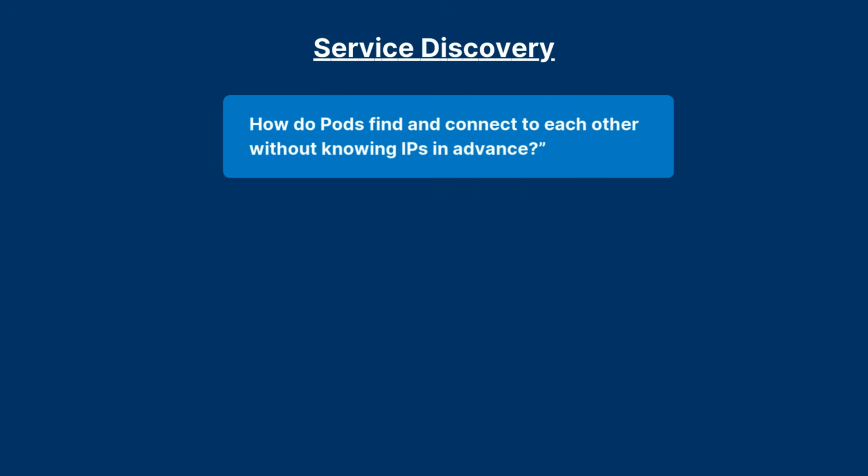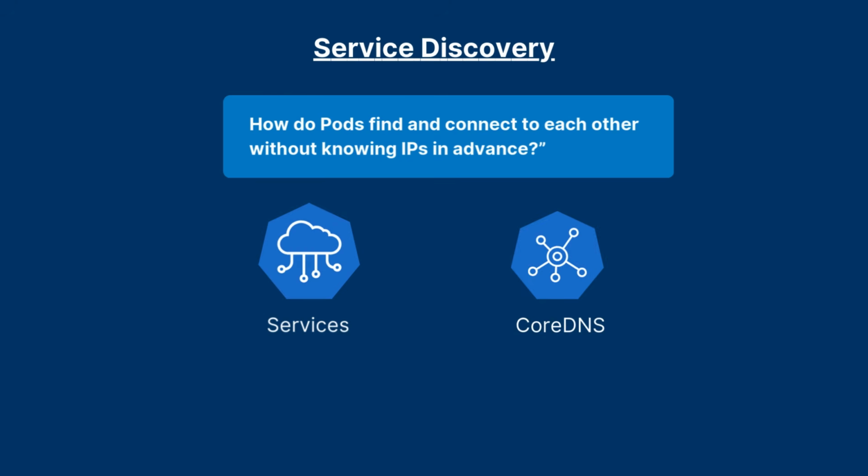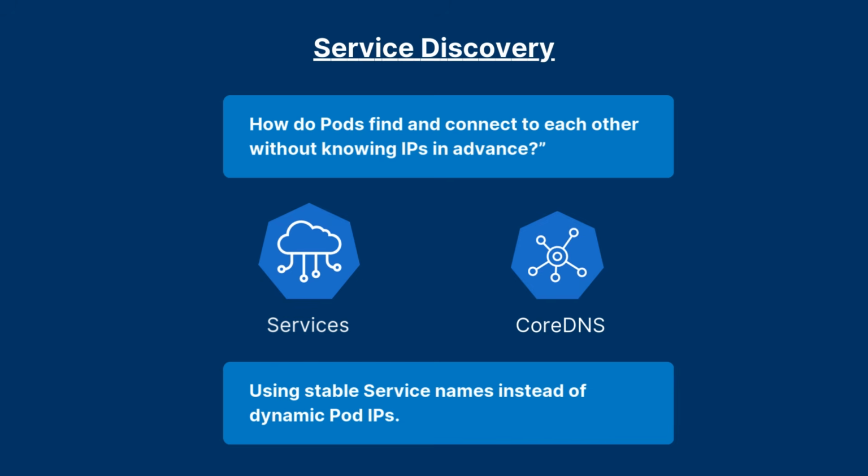Moving on with our last topic, service discovery. Service discovery means how pods find and connect to each other without knowing IPs in advance. In Kubernetes, this is automatic thanks to services plus CoreDNS. Pods don't care about pod IPs, which change. They just use service names. So service discovery is basically using a stable service name instead of dynamic pod IPs.